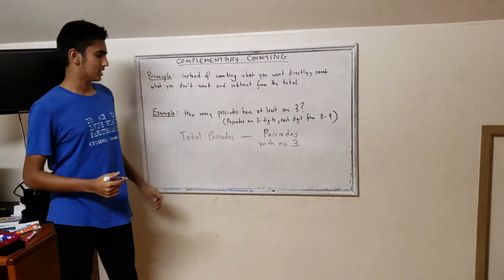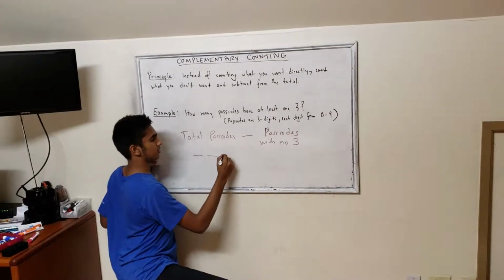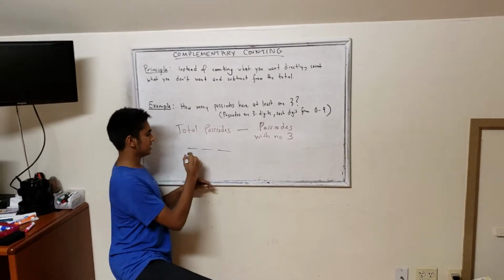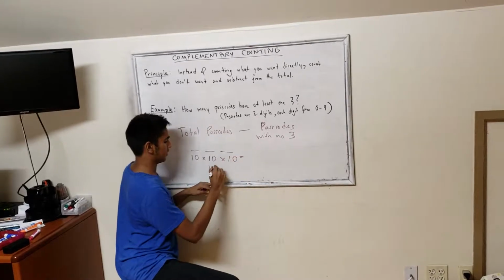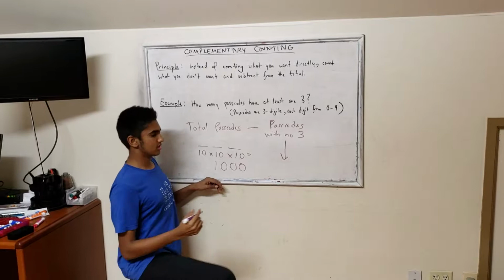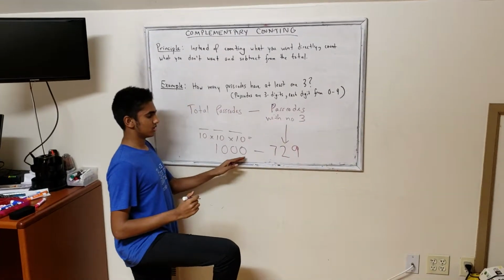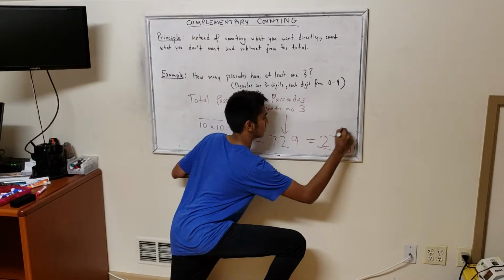So the total passcodes, well, we think of our fundamental principle, with each digit as our events. We have 10 choices for each, 0 to 9. We have 1,000 over here. Passcodes with no 3, well, we did that previously in the other video. That was 729. So we subtract the two, and we get 271 as our answer.